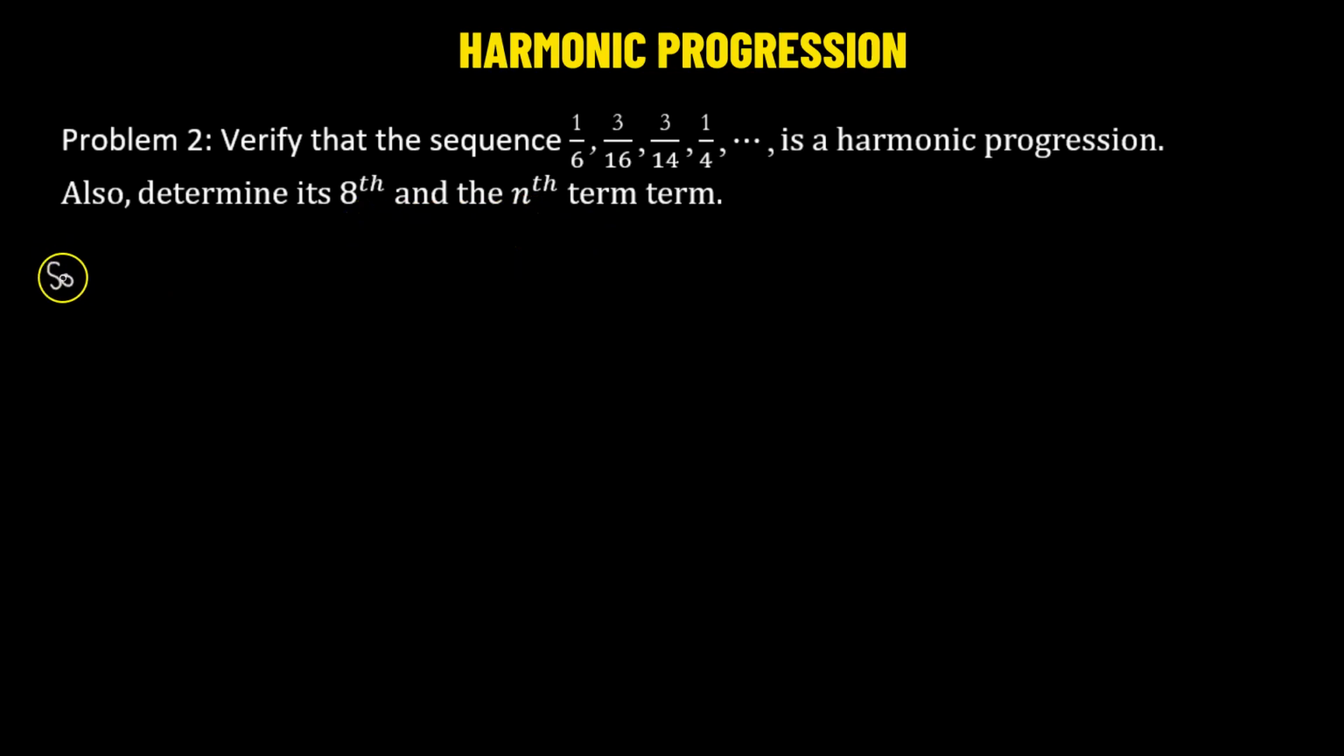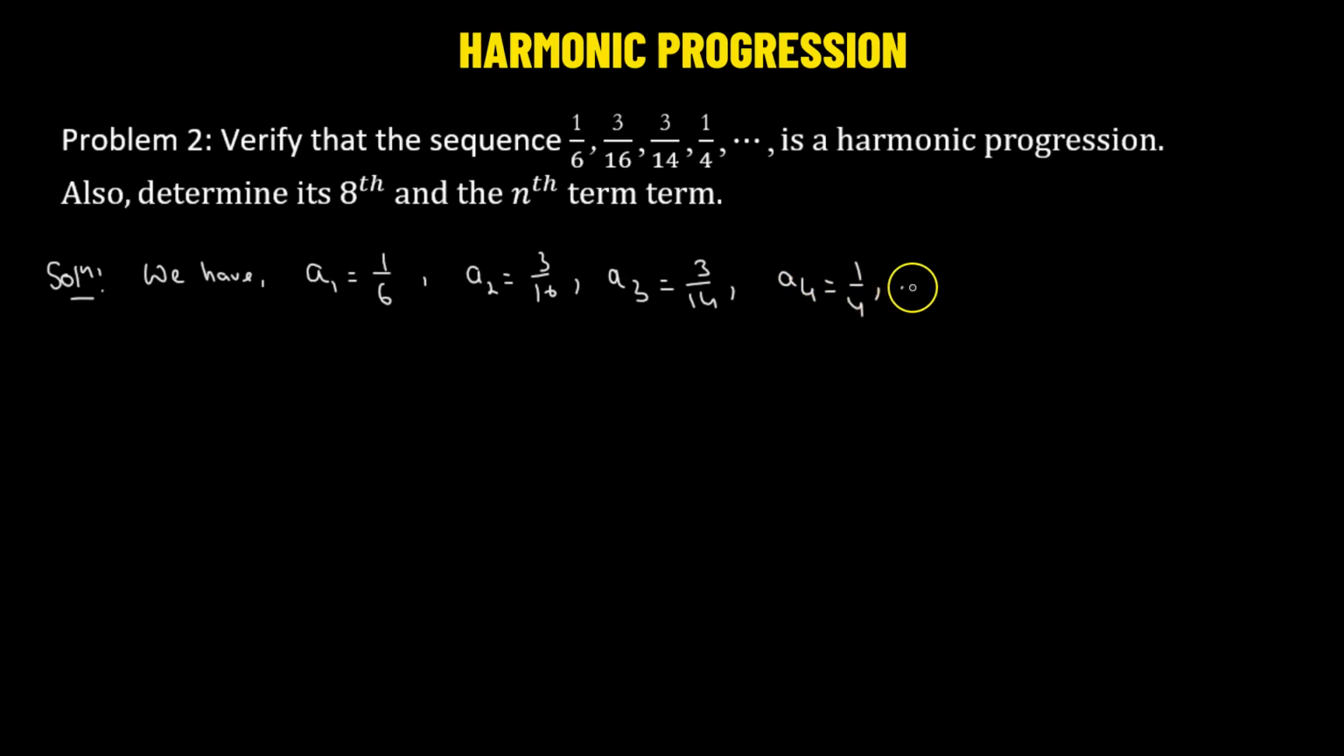So let us begin. Now we have here the first term. So let's note down the first term. That's a1, which is 1 over 6. Then we have the second term, that's 3 over 16. Then we have the third term, that's 3 over 14. We have our fourth term, that's 1 over 4, and so on.